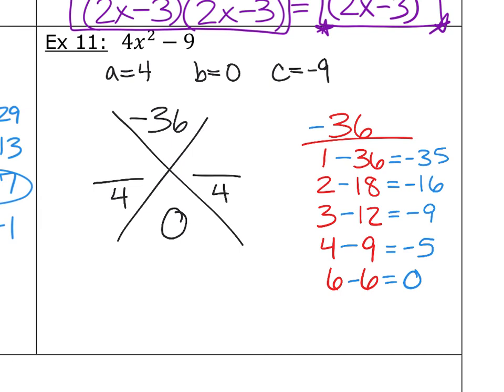Don't let arithmetic be the reason why you're missing these. Use a calculator if you can't do that in your head. So I've got 0, which means I'm going to have 6 and negative 6. Marissa, what do I do next? What's my next step?